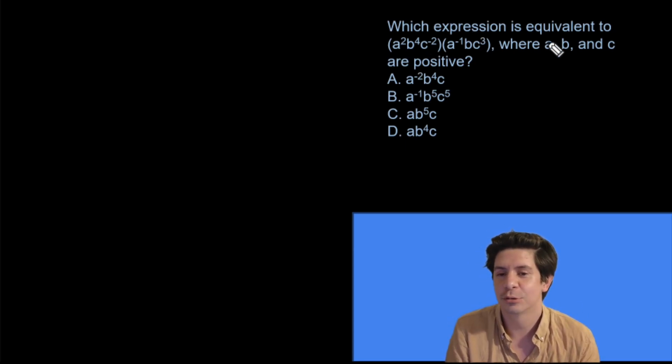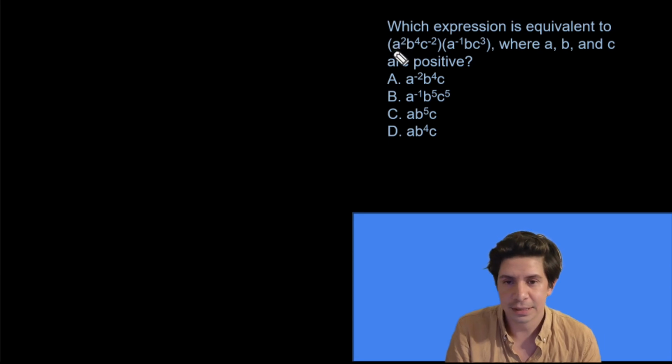Which expression is equivalent to a squared b to the fourth c to the negative 2 times a to the negative 1 b times c cubed, where a, b, and c are positive? So this is a level easy question. Then we'll go to level medium and level hard.